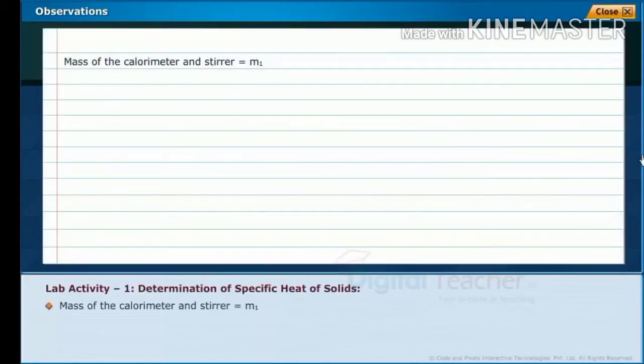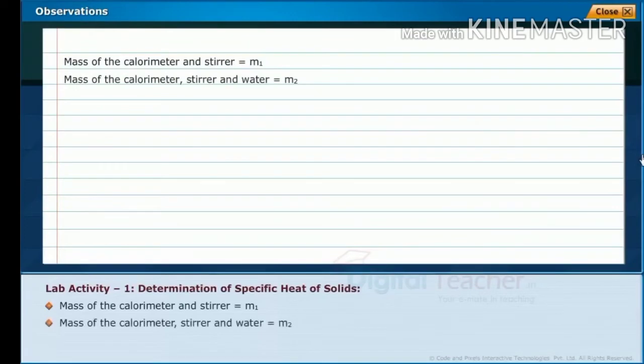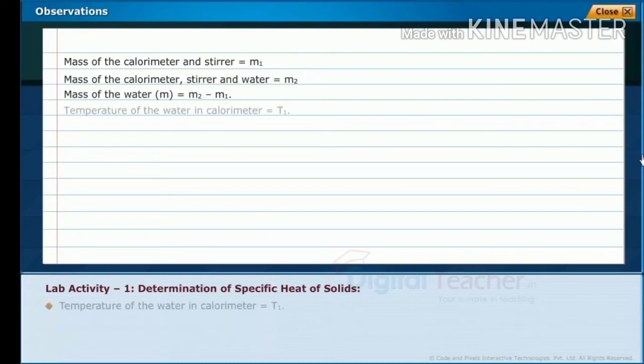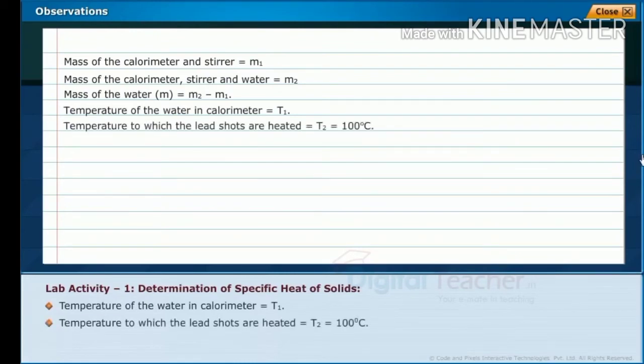Mass of the calorimeter and stirrer is equal to m1. Mass of the calorimeter, stirrer and water is equal to m2. Mass of the water, m, is equal to m2 minus m1. Temperature of the water in the calorimeter is equal to T1. Temperature to which the lead shots are heated is equal to T2, which is equal to 100 degrees Celsius.